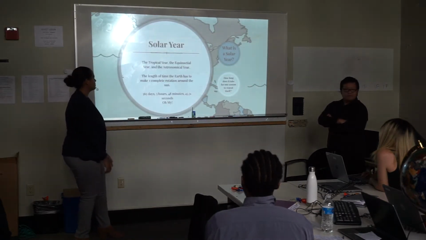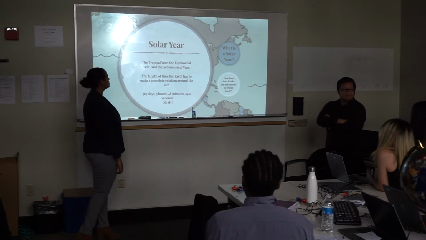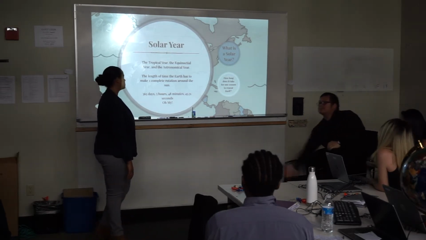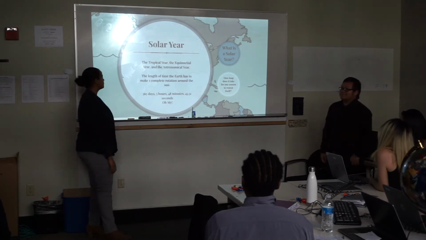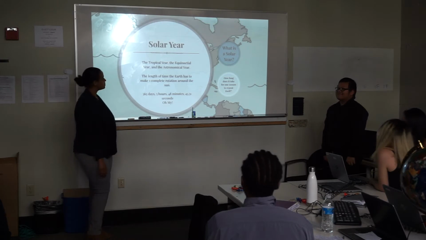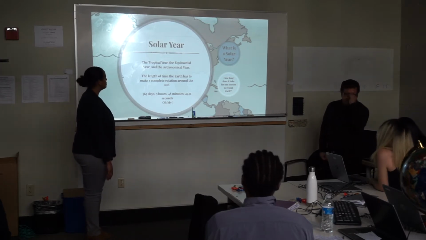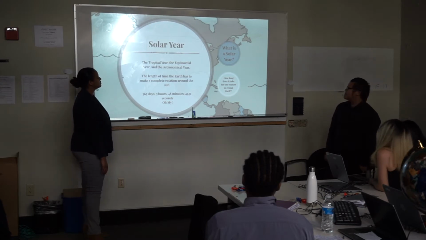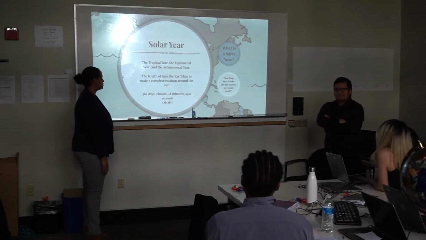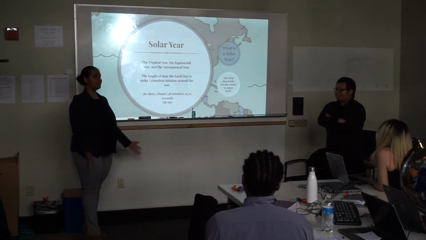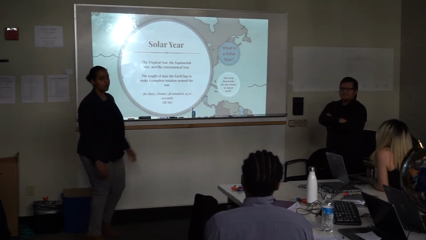A solar year is known as many things, such as the tropical year, the equinoctial year, and the astronomical year. A solar year is the amount of time it takes for the Earth to make one complete rotation around the Sun. This is measured from one vernal equinox to the next, and it equals 365 days, 5 hours, 48 minutes, 45.15 seconds. So, what is a solar year?